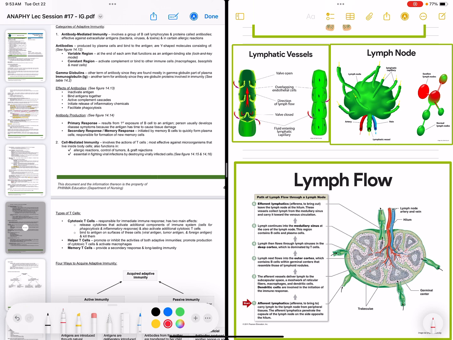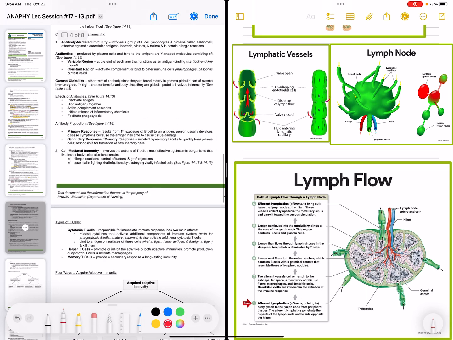Okay? So, next sa aton category sang adaptive immunity is ang cell-mediated immunity. So, ang cell-mediated immunity involves the action of T cells, most effective against microorganisms that live inside body cells, also functions in allergic reactions, control of tumors, and graft rejections. Essential in fighting viral infection by destroying virally infected cells. Okay? So, muna natin mga types of T cells naton ha. Cytotoxic T cells, helper T cells, and memory T cells.